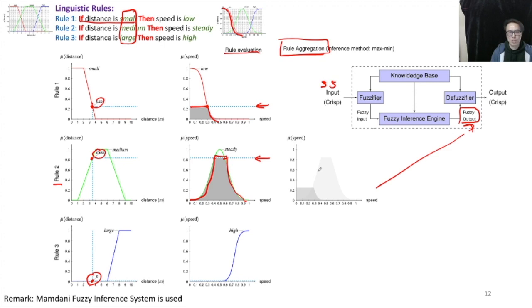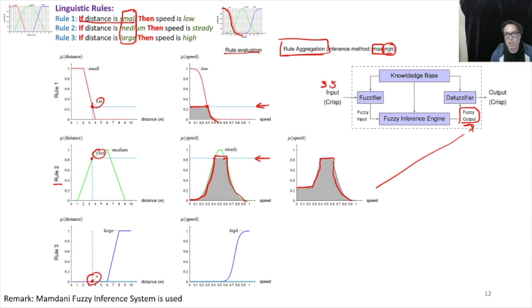We put these two gray areas together, and we use the inference method, that is max-min. Right here I do not show the min because it has to do with the rule evaluation. If we have two input variables, then we have to apply the minimum or the product to determine how much contribution each rule makes. But anyway, we only have one input, so we do not need to perform the min. Max means that after the rule aggregation, we simply find the envelope, that is finding the maximum value after we combine all these gray areas.